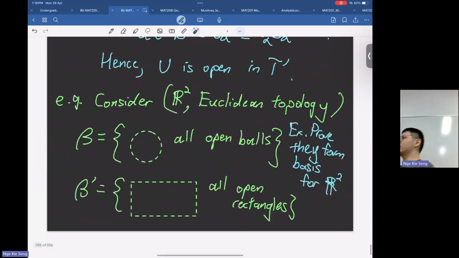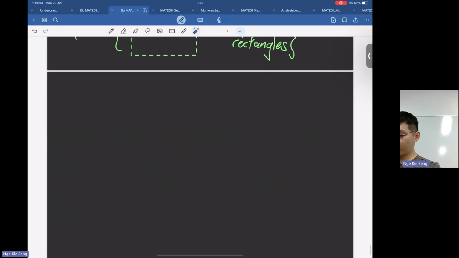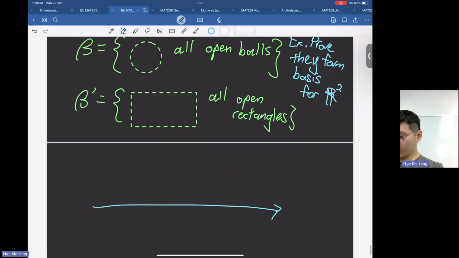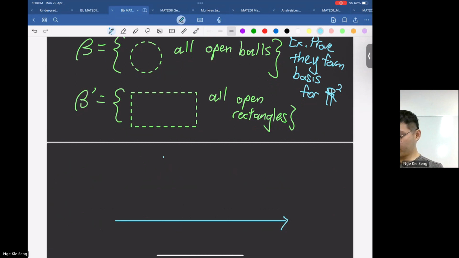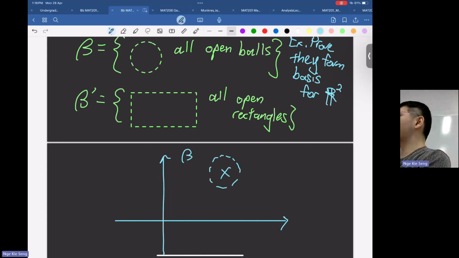You start with a point in R2. Okay. And then let's say we start from B first. So we take an open ball covering it. Okay. So does there exist an open triangle that contains this point and lies inside this ball? Can or not? Can, right? I can pick the side, the edge of the rectangle, so that it doesn't exceed the radius, for example.